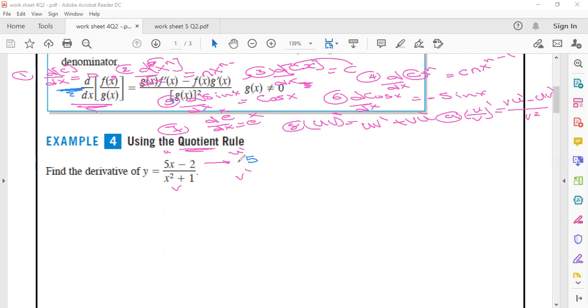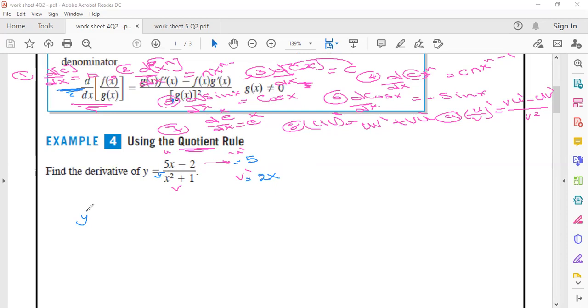What is the derivative of the denominator? The derivative of x to power 2, which is in the form x to power n, will be 2x. I multiply by the exponent, 2 multiplied by x, and decrease the exponent by 1. Plus the derivative of 1, which is what? 0. I don't need to write it.